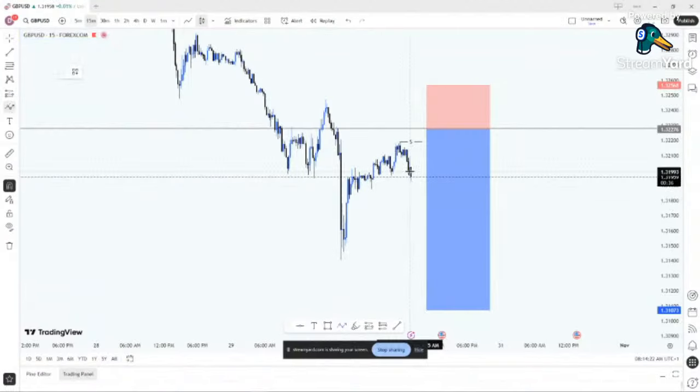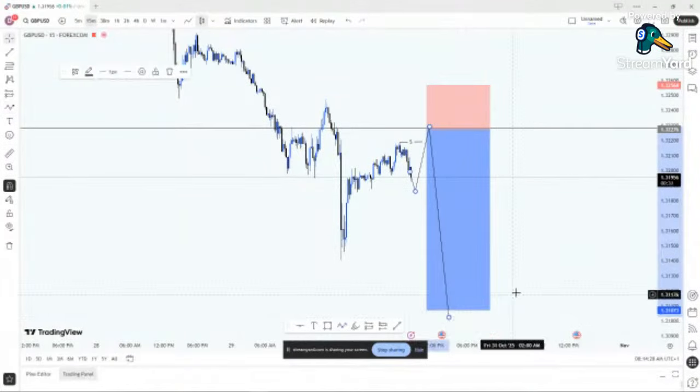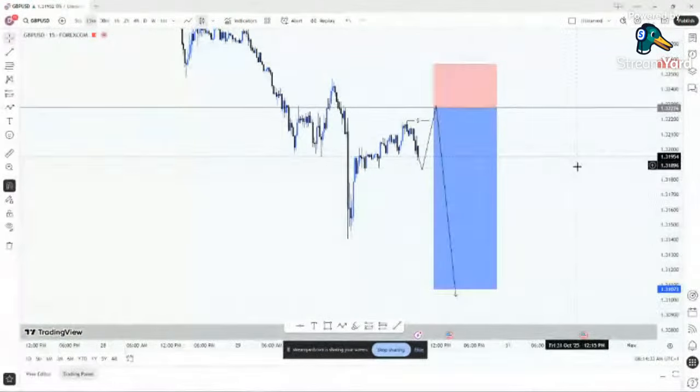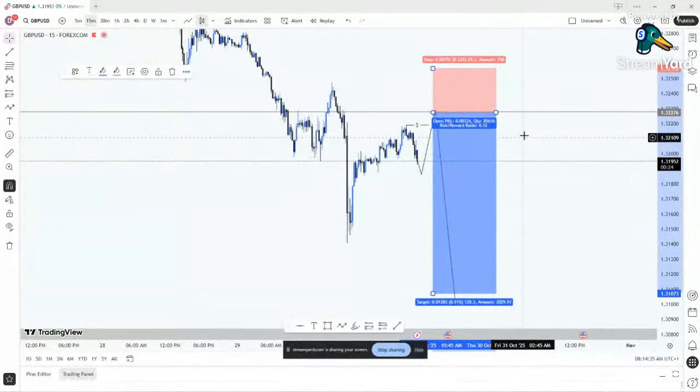Right, so I want it to maybe go down a little. Then once it comes back, I'll take a sell. My target is just 4RR, and we're risking about 29 pips, almost 30 pips stop loss.